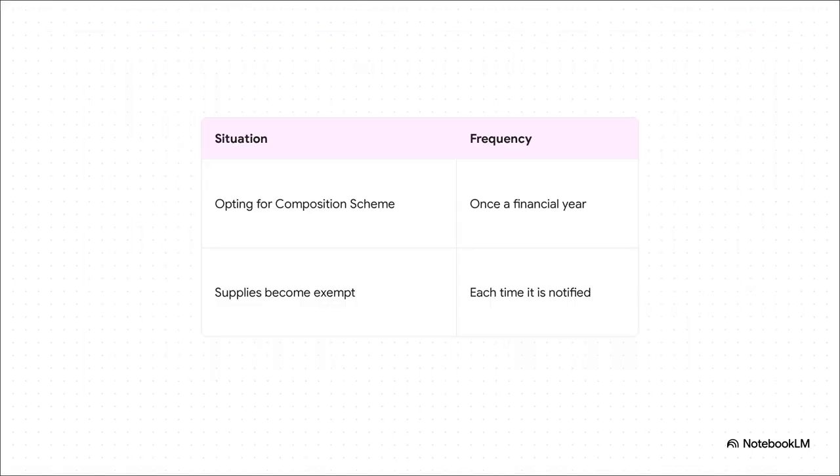Now pay attention here because this is a really important difference. If you're opting for the composition scheme, that's something you do once per financial year, so one filing. But if your supplies become exempt because of a new rule, you have to file this form every single time a new exemption is announced for one of your products. It really shows how you've got to keep an eye on those government notifications.